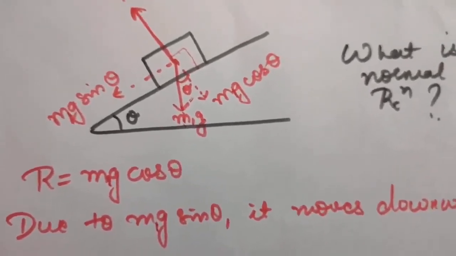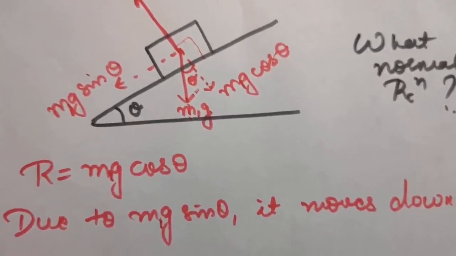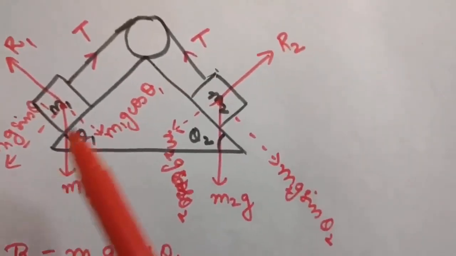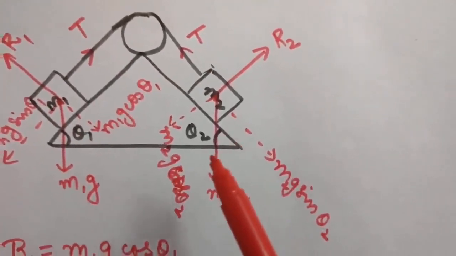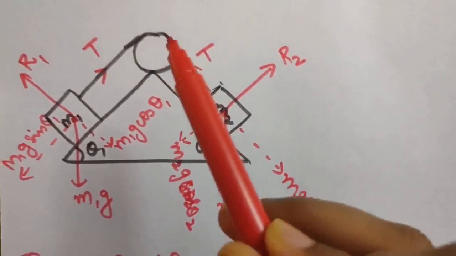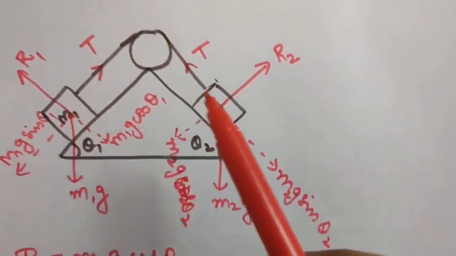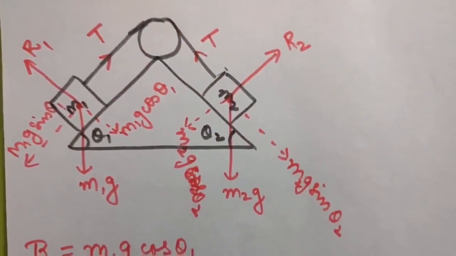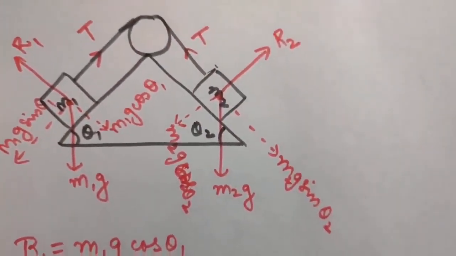Now let us take inclined plane and a pulley also. So now these are two inclined planes at an angle of theta 1 and theta 2, and a pulley is kept like this on this inclined plane, and from the two strings of this pulley, two masses are connected, that is m1 and m2. Now again let us see all the forces.